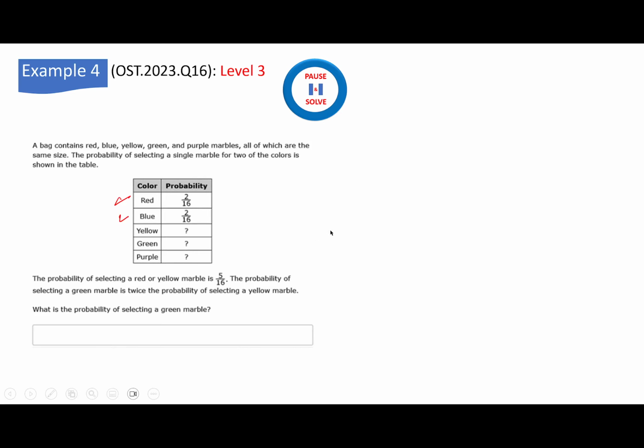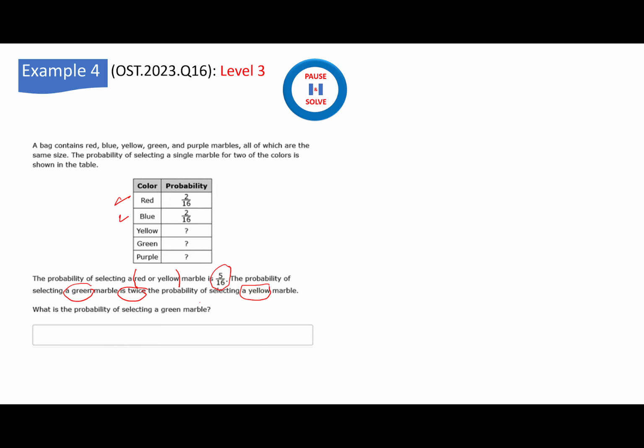The probability of selecting a red or blue is 5 over 16. That's an important piece of information. The probability of selecting a green is twice the probability of selecting a yellow. Another good piece of information. What is the probability of selecting a green marble?